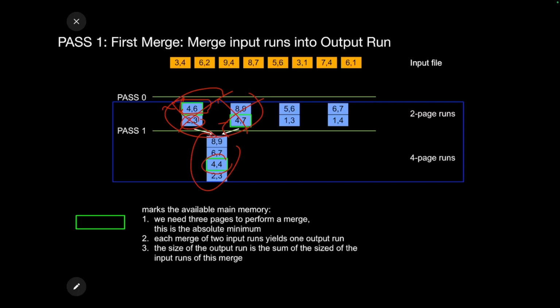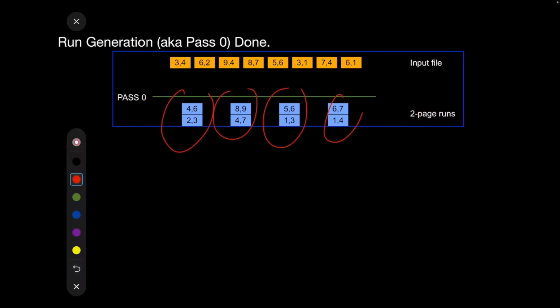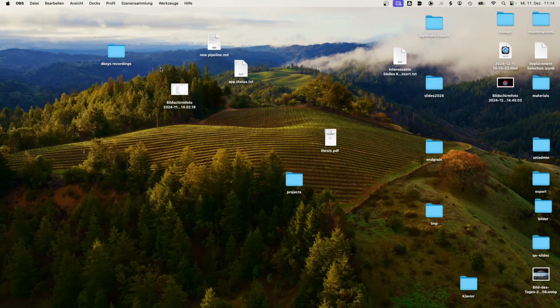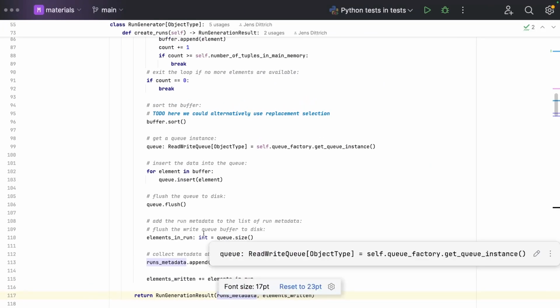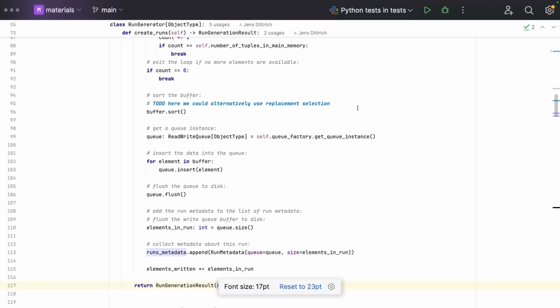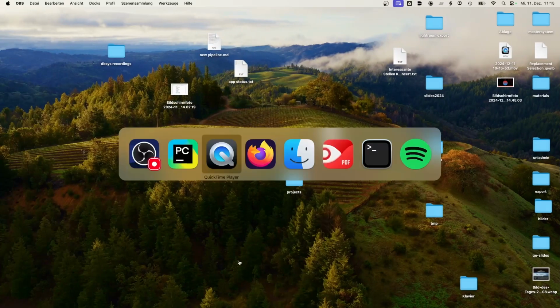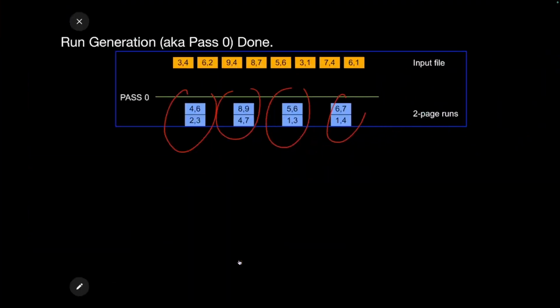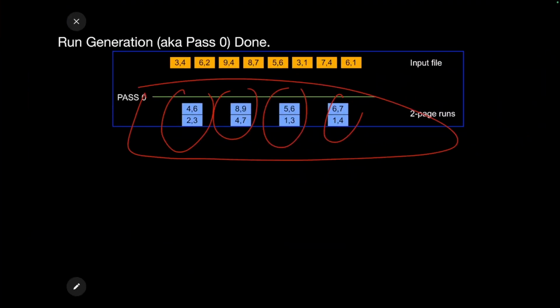Okay, but now in the algorithm we're here. Maybe I get rid of some of the markings again. So in the algorithm we're here, in the code we're here. Basically this create runs creates the initial runs. So once this returns with this list of the runs being created, where's my QuickTime player? Here, then we're basically in this situation. Now we have these runs, we have metadata about these runs, aka queues, and now come the merge phases.